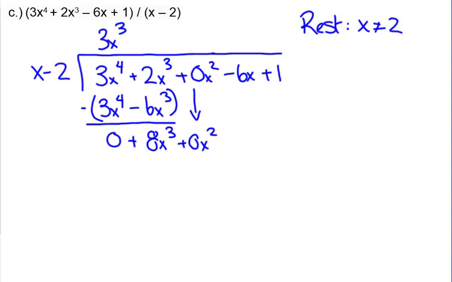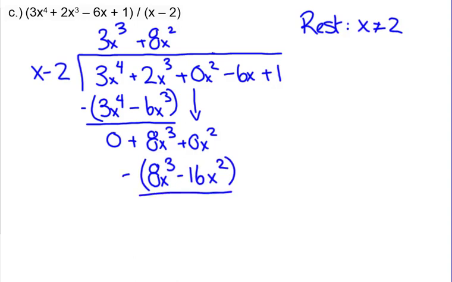X times what gives us 8x cubed? Well, that's 8x squared. 8x squared times x is 8x cubed. 8x squared times negative 2 is negative 16x squared. We're going to subtract those. We end up with positive 16x squared. Bring down our negative 6x.